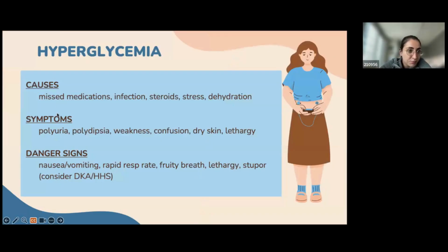So, what might cause hyperglycemia? Either missed medications or undertreatment, infections, steroids, stress, dehydration. The residents can usually present with polyuria, polydipsia, but it is also common that they are asymptomatic, especially in long-term untreated diabetes. And then we always need to stay vigilant for signs of DKA or HHS.